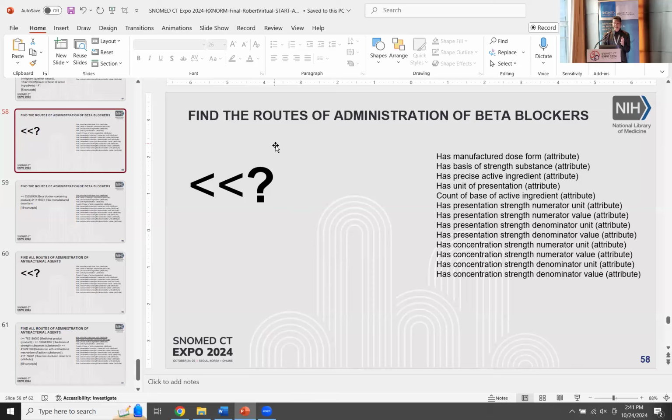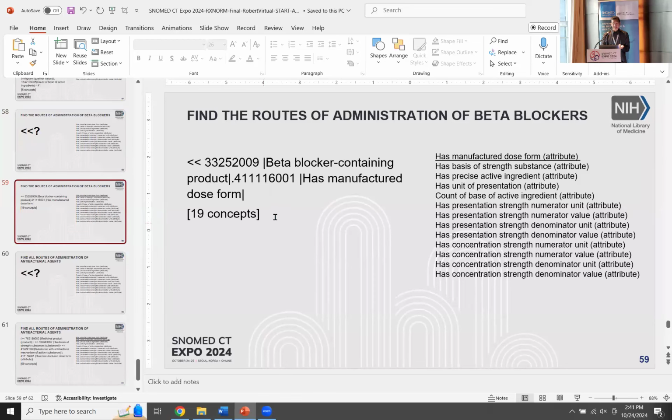So let's say, you know beta blockers can be used in different ways, right? One is for hypertension, one is for the eye drop, right? But we want to find, okay, what are the routes of administration of all beta blockers? So the way to do that is actually through this very simple ECL query. So we find all the beta blocker containing products, and we put a dot, and then we put the attribute after it, has manufactured dose form, right? Let's execute it to see.